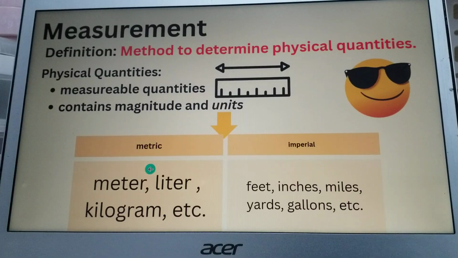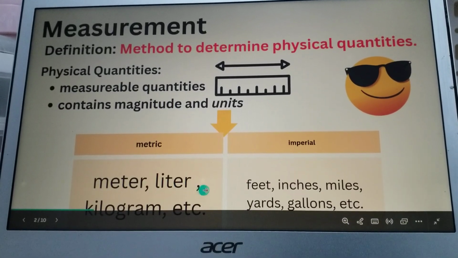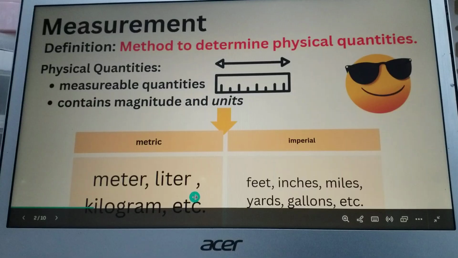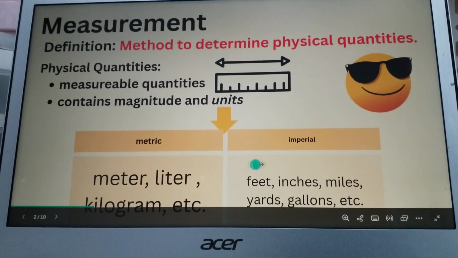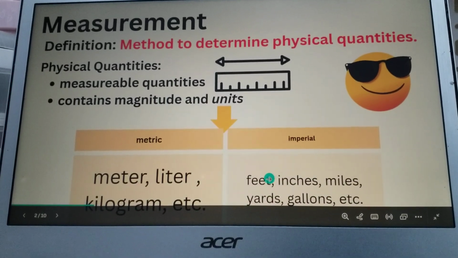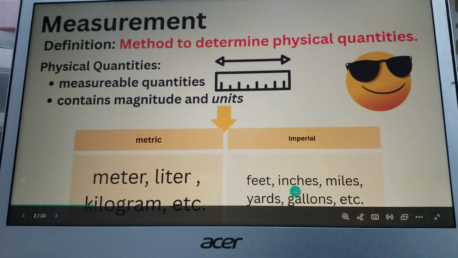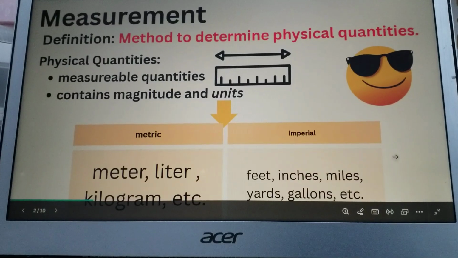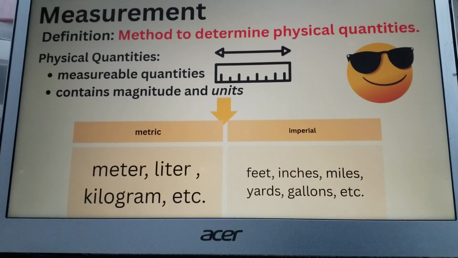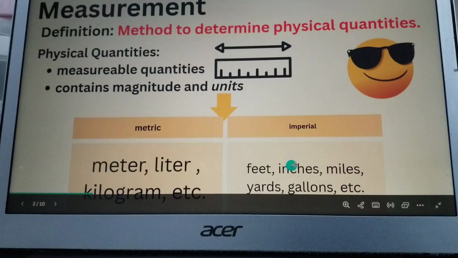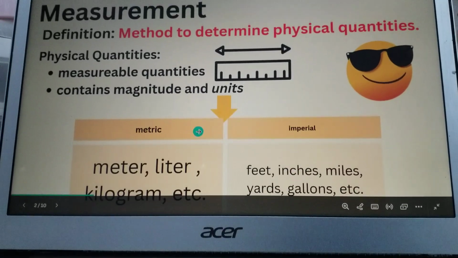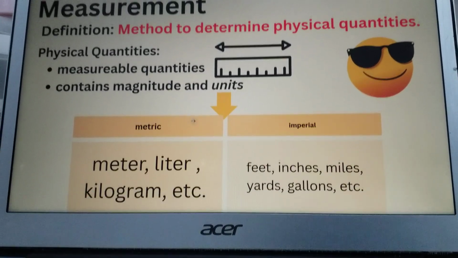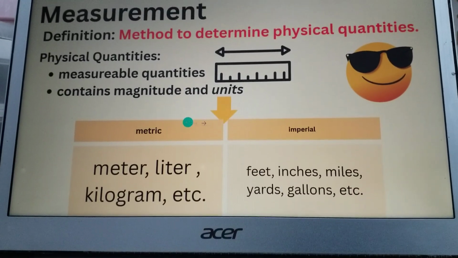So examples of metric units are meter, liter, kilogram, etc. Basically, the units that we usually use. Imperial, on the other hand, is feet, inches, miles, yards, gallons, etc. We don't use these because their values aren't really good to use for calculations. So remember, in physics, we use the metric units.